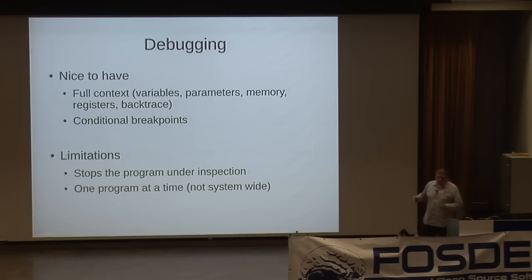And with debugging, we have the full context of what we're observing. Often you can access the variables, the parameters of the functions. You can look in memory, registers, you can get a backtrace. You even have conditional breakpoints, so you could actually run a program and only stop it if some context is interesting. The limitation is, again, it stops the program under inspection, which is nice if you want to sit down and look at what's really going on, but it's not so nice if a problem only occurs on your production system and people are actually using that system, and you would rather just look at what is going on and not stop a server. And with debugging, again, it's one program at a time, not system-wide.